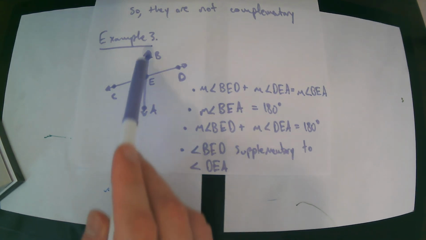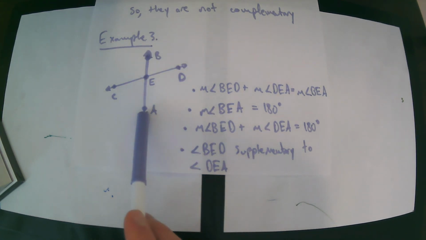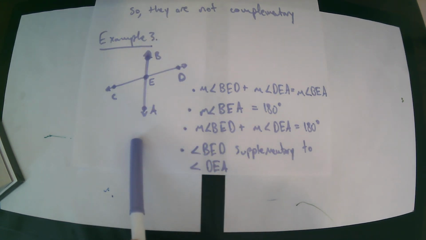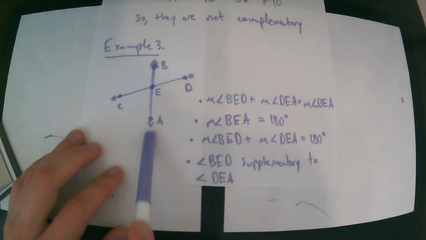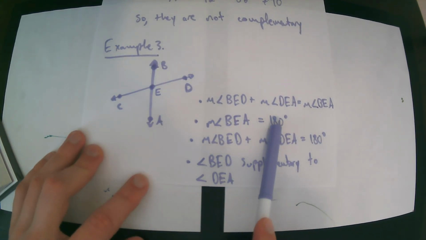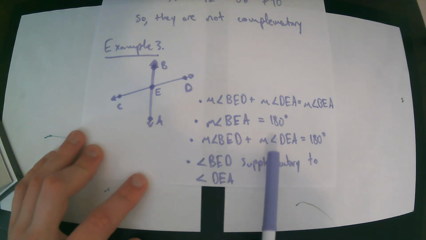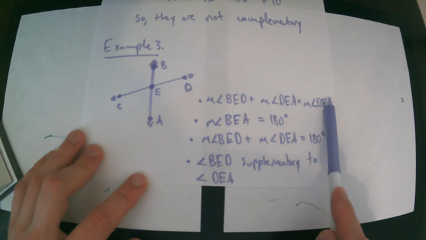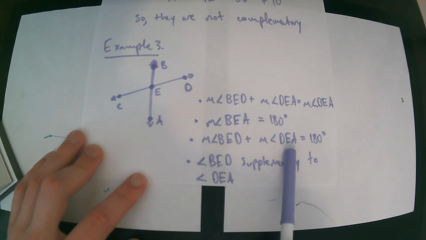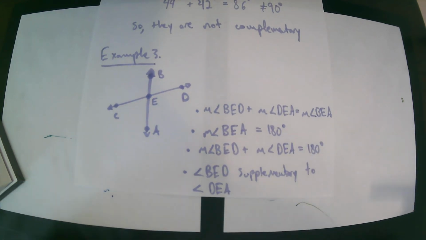So we start off saying the measure of this angle plus the measure of this angle is equal to the measure of this angle. But then we say, wait a second, that's a straight angle, so its measure is 180, which means I can just replace BEA here with 180, but this is exactly the definition of supplementary.